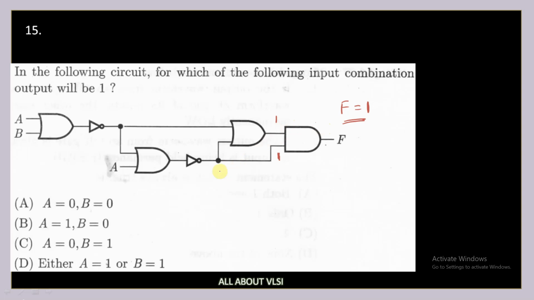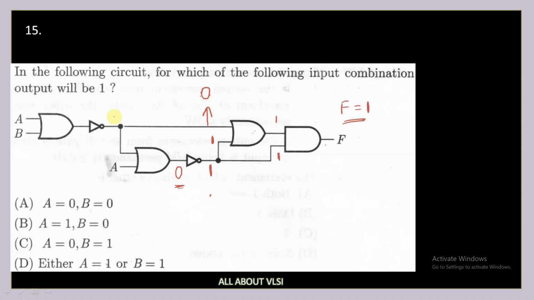Now here, if the output of your NOT gate should be 1, then definitely the input of your NOT gate should be equal to 0. And the input of the OR gate is 1 here. Here the output of the OR gate should be equal to 0, and here also the output of the OR gate should be equal to 1. That means in this particular line there may be two combinations, it can be 0 or it can be 1. Let us assume that it is 0.